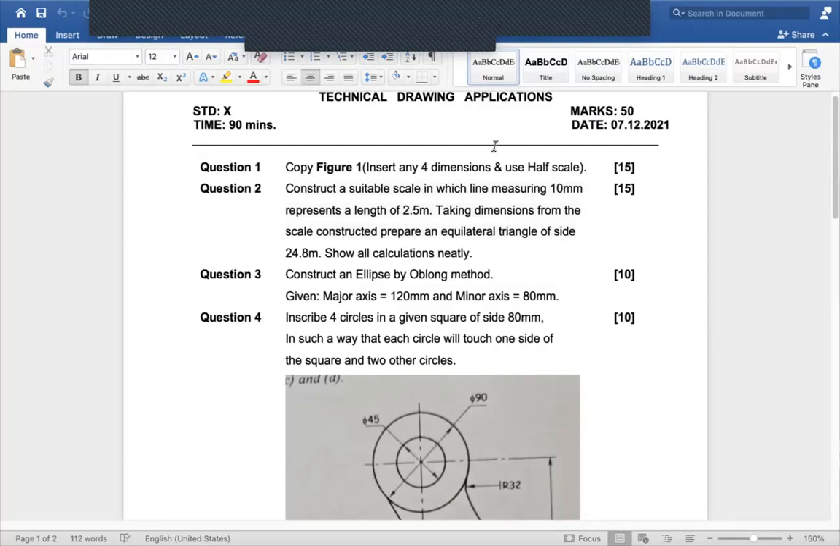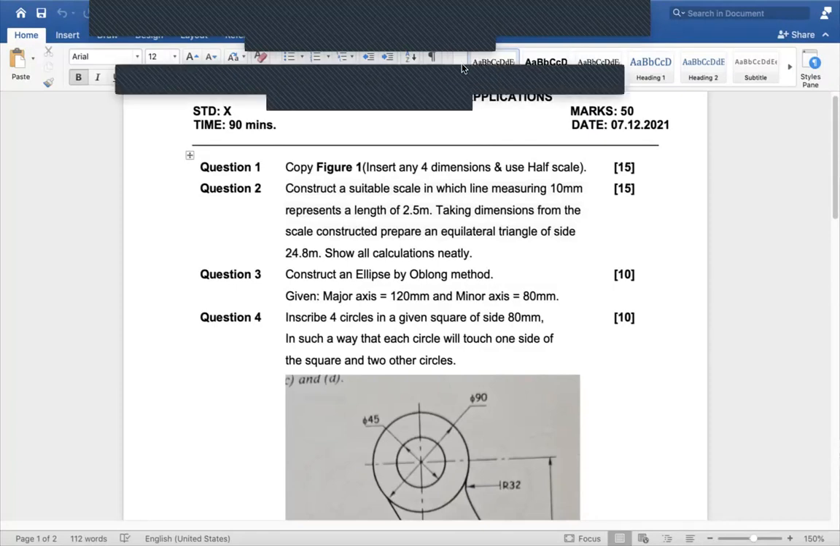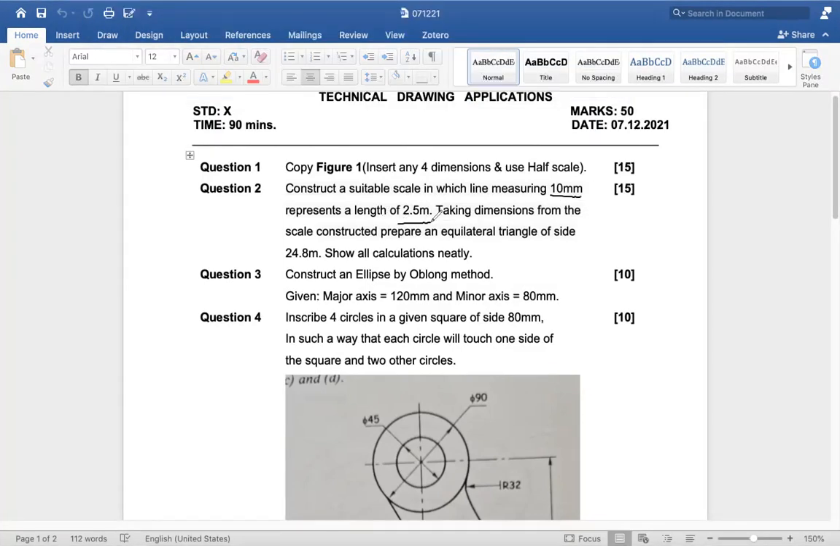Now for the second sum, we need to draw a suitable scale, right? What they want us to draw is a scale, but we don't know whether it is a plane scale or a diagonal scale. A line measuring 10 mm represents 2.5 mm. Taking the measurement from the scale, construct and prepare an equilateral triangle of side 24.8 meter. So with this, we can say that it is a diagonal scale sum. So we need to draw a diagonal scale.